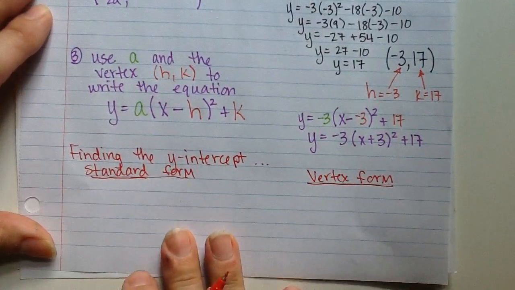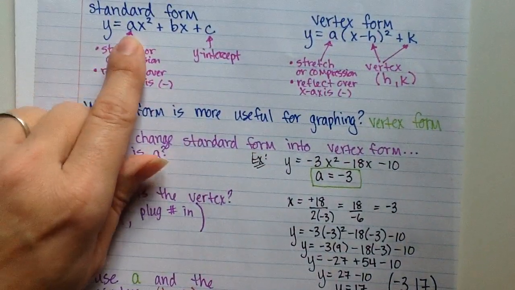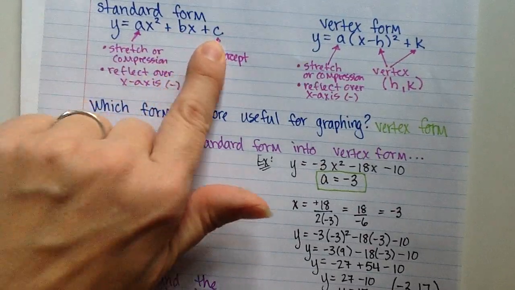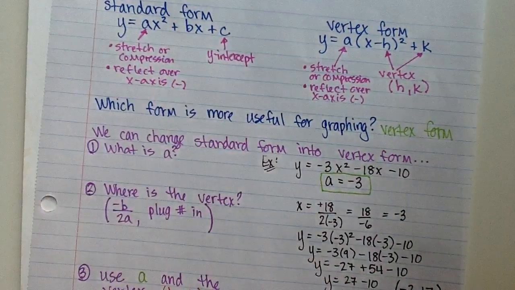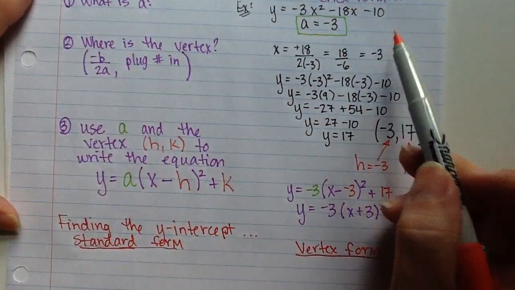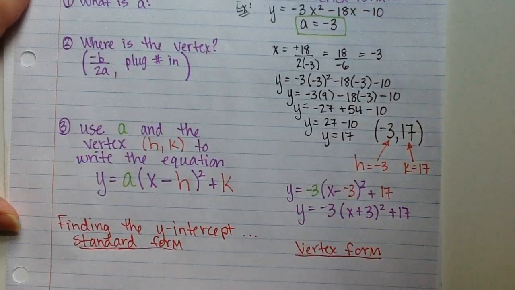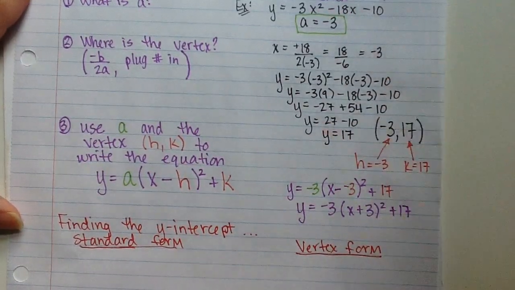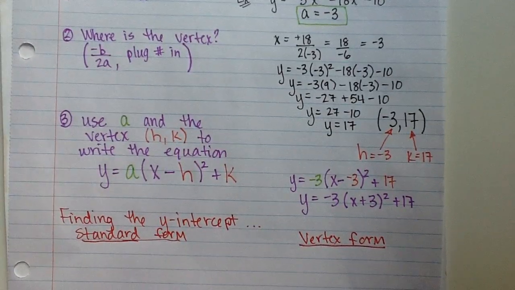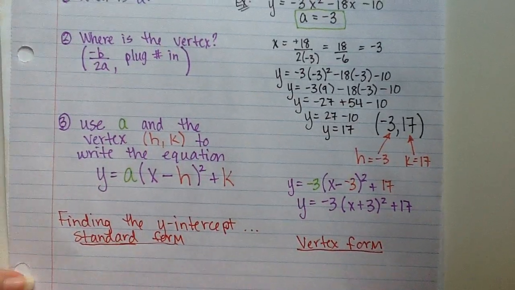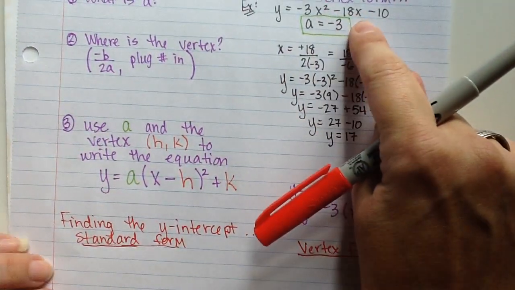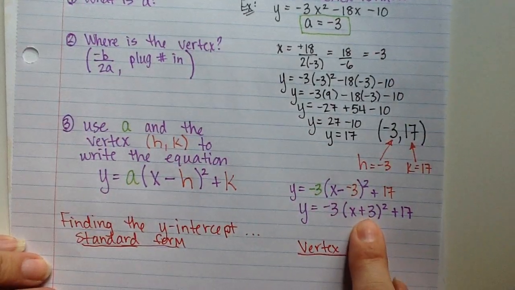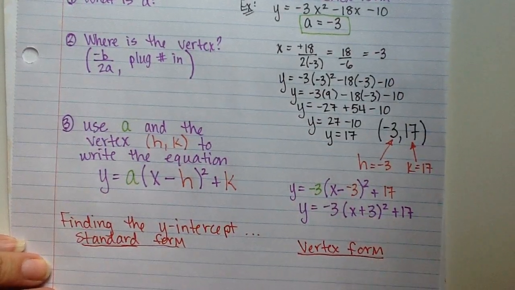Remember, in standard form, the y-intercept is right there at the end. So we're going to use the example that we had been just working on, and we're going to find the y-intercept when it's in standard form, and then we're going to find the y-intercept when it's in vertex form, and those two things should be the same.